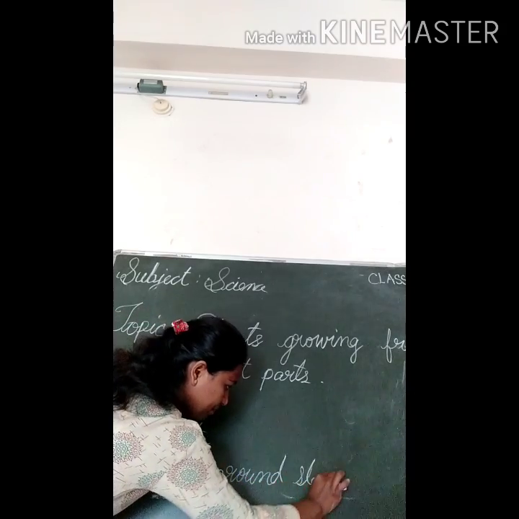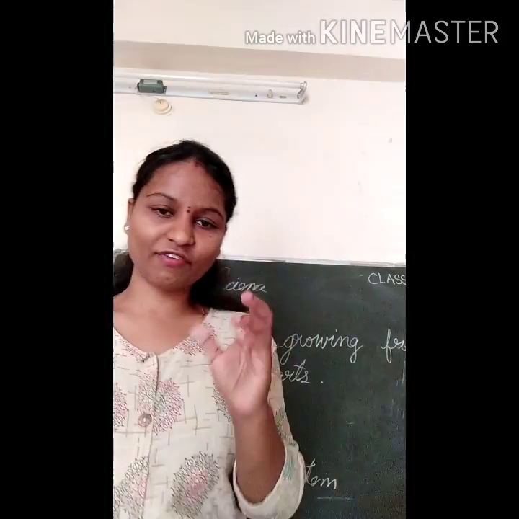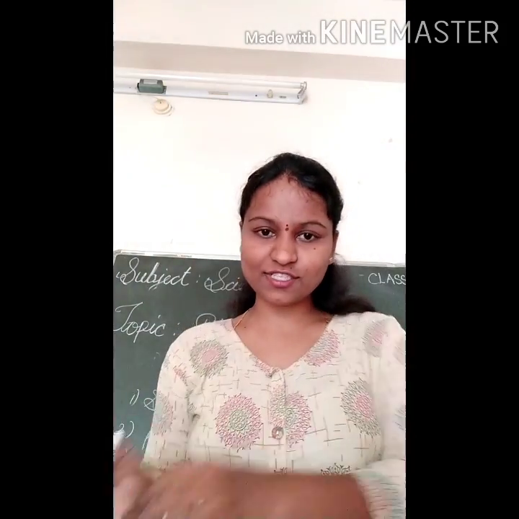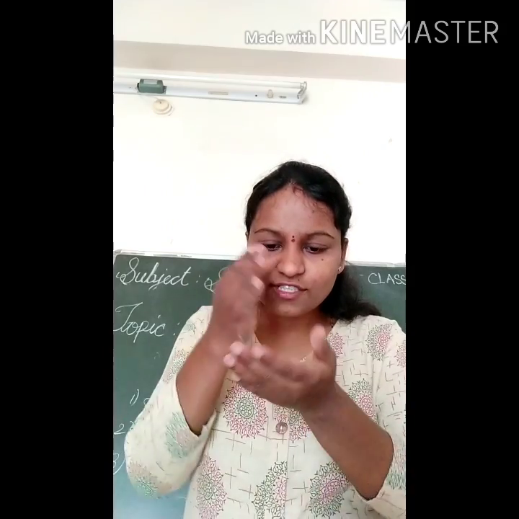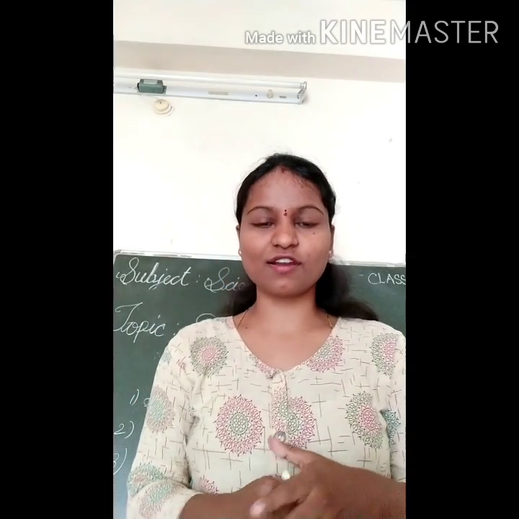Underground stem. You can see when you are taking the ginger from that side, the ginger has small buds coming out from it, and it is growing into new plants, okay children. And the last one is leaves.